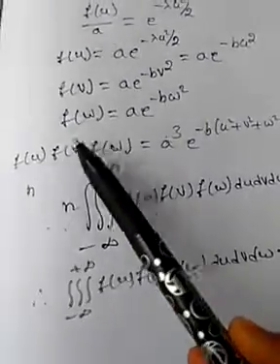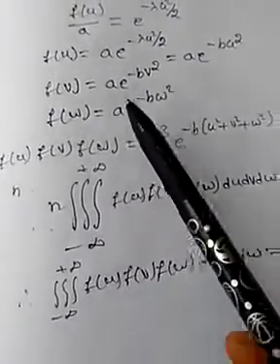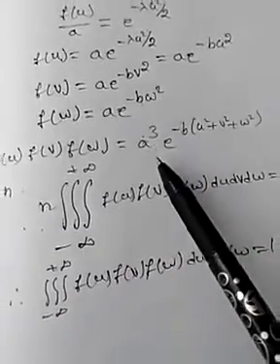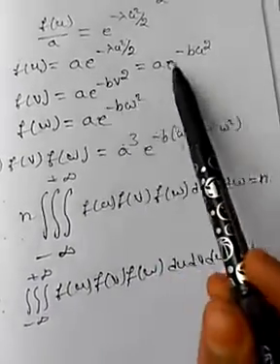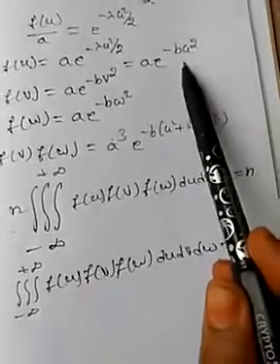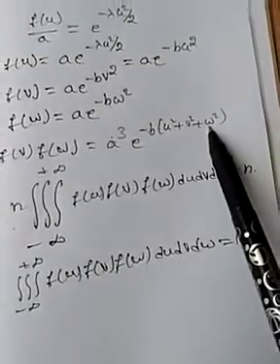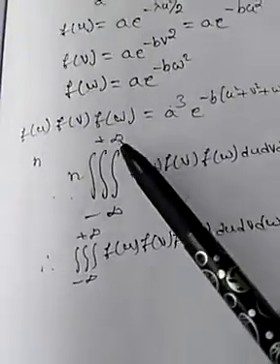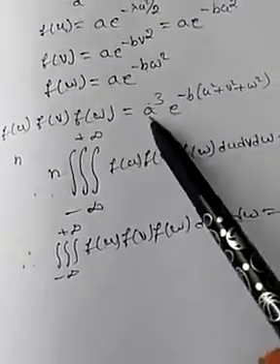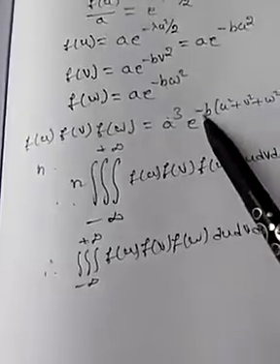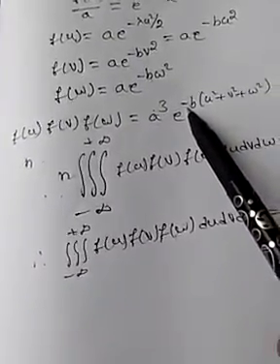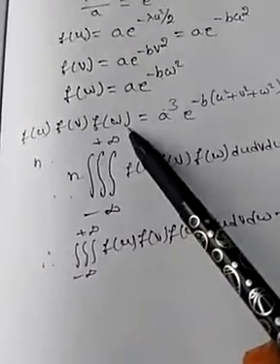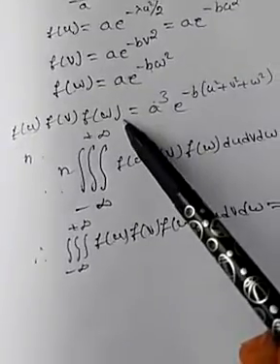If we multiply these three, f(u), f(v), f(w) equals a cube, with e power minus b taken outside, and the remaining u square plus v square plus w square. Next, we have to derive the values of the constants a and b by integrating this equation and applying the boundary condition.